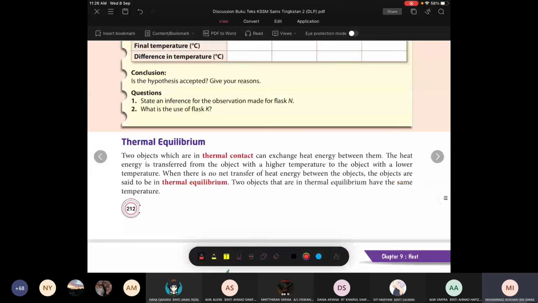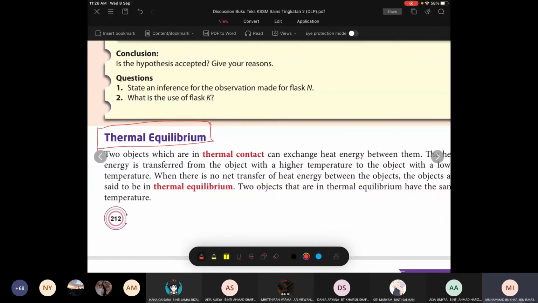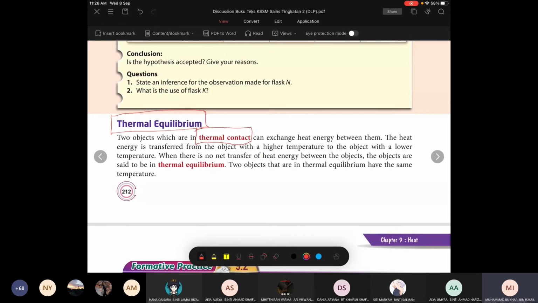Okay, the next thing we will learn is about thermal equilibrium. This is the last subtopic for today, thermal equilibrium. Two objects which are in thermal contact, this is an important term here, thermal contact, can exchange heat energy between them. The heat energy is transferred from the object with higher temperature to the object with lower temperature.